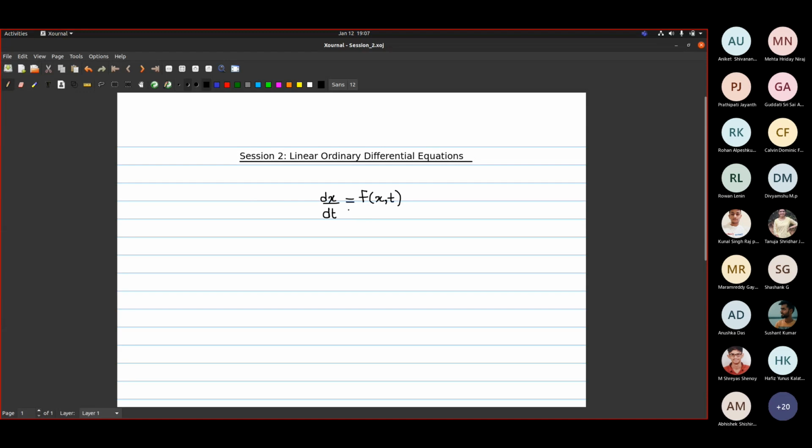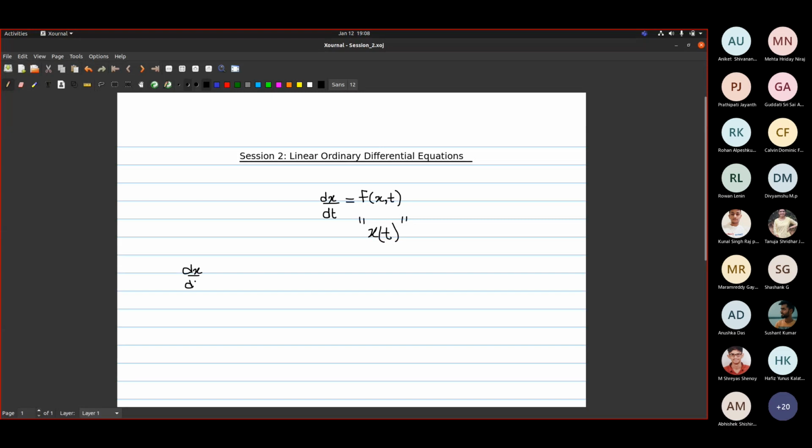So what does this tell you? There is a variable x which is a function of t, and I need to find this function. It tells me that when I take the derivative of x with respect to t, it gives me this two-variable function. Let's take a couple of cases for this.